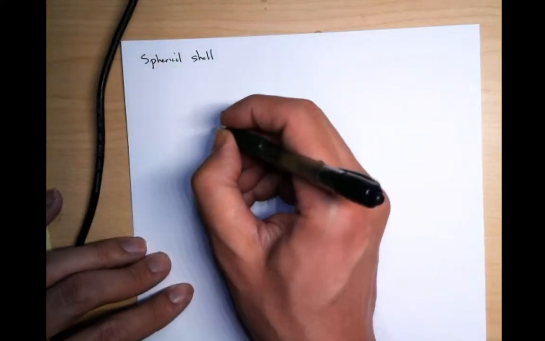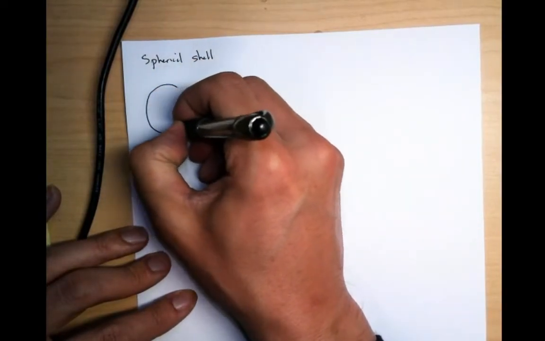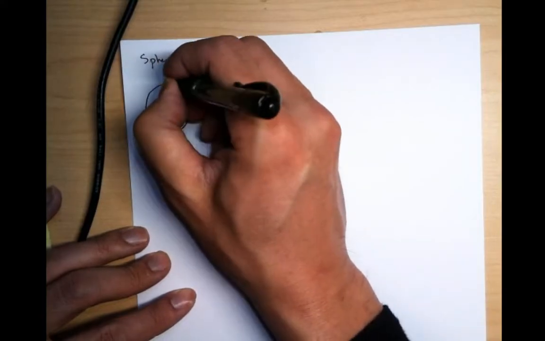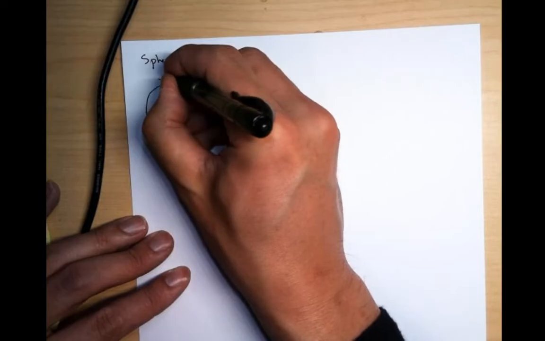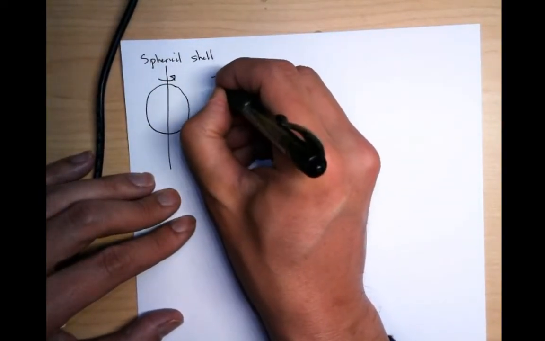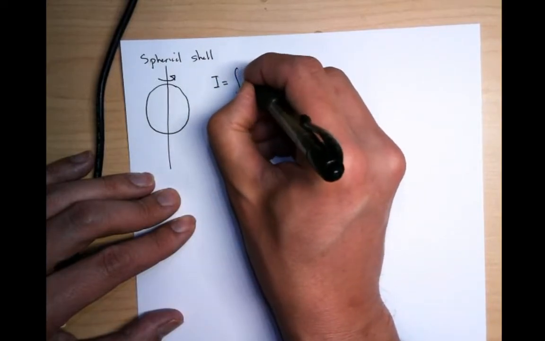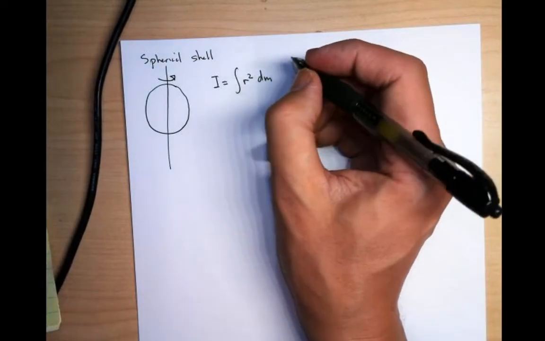All right, so this is a spherical shell. It has a mass only on the surface of the sphere. And we'll rotate about an axis like this now, okay? So now let's be very careful. I is equal to the integral of r squared dm, okay? And I'm going to be very careful here, all right?